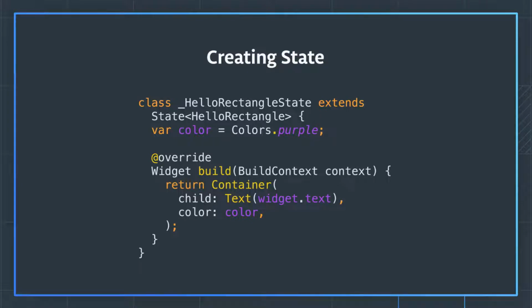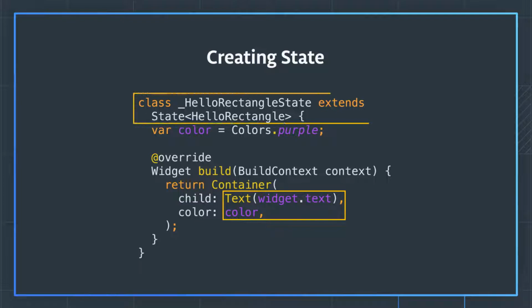The text is passed in during instantiation and is not changed. The color, which is in the state object, can be changed. Note that our state object is called Hello Rectangle State. Our convention of using the underscore indicates that the class is private, since the only widget that has access to it is the Hello Rectangle. For consistency, we give the state object the same name as the Stateful Widget's name.